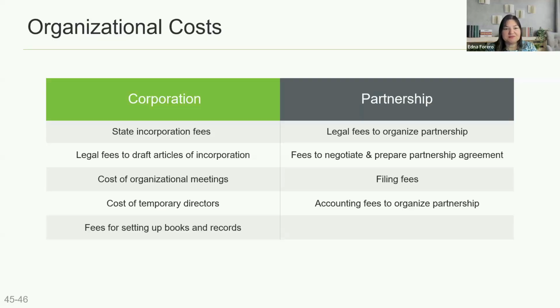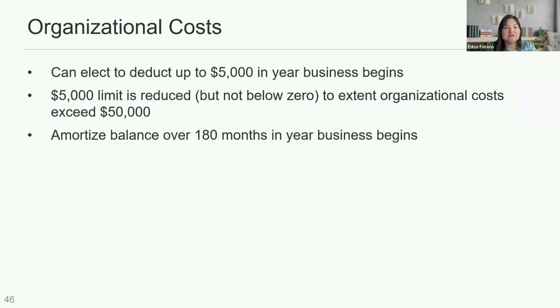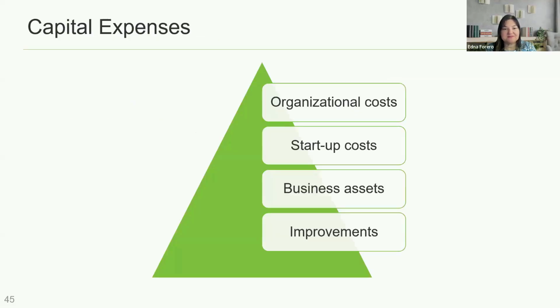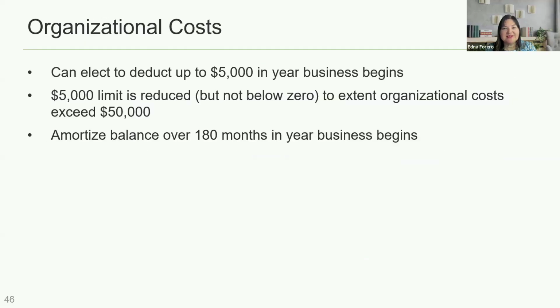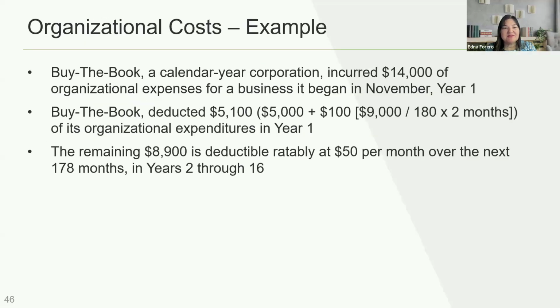So again, organizational costs, you can deduct up to $5,000 in the year that the business begins, but that limit is reduced, but not below zero, to the extent the organizational costs exceed $50,000. So we're going to have an example of this next, but any remainder amount is going to be amortized over 180 months in the year that the business begins. Here we go. All right, here's an example for us.